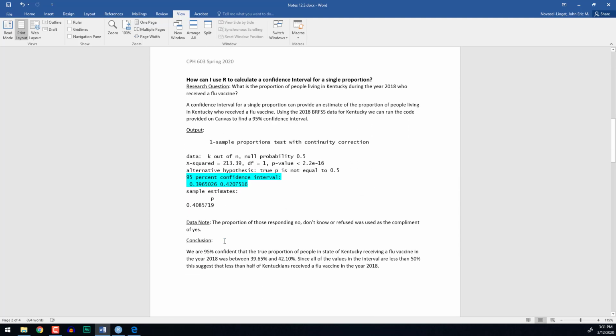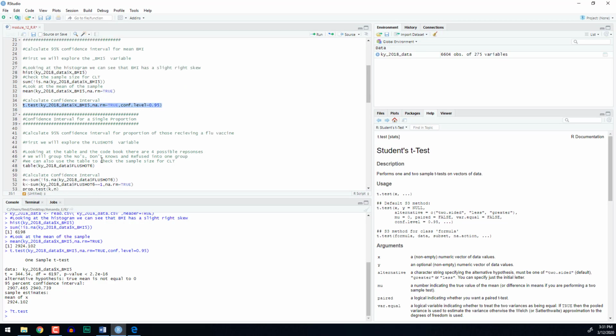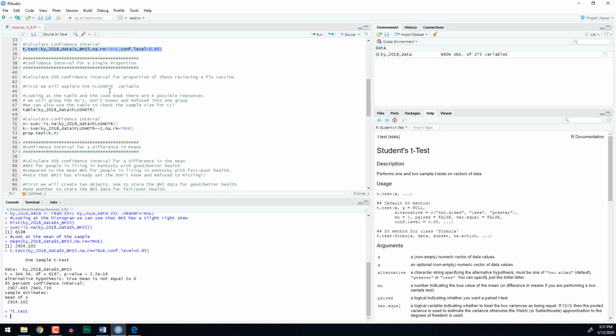Next, we're going to look at how to calculate a confidence interval for a single proportion. For this one, a research question we could be interested in is, what is the proportion of people living in Kentucky during the year 2018 who received a flu vaccine? Again, we're going to look at a 95% confidence interval. So let's go to our R code. The variable that we're interested in is the flu shot 6 variable. So let's go to our code book.